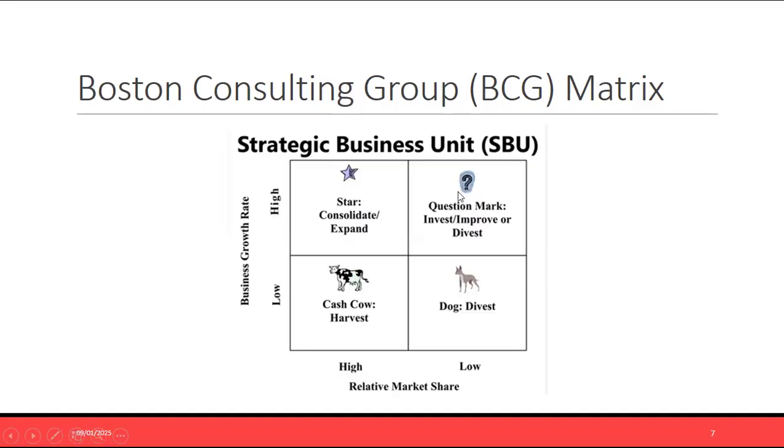Okay. Then for the business unit that has a low market share and a high growth rate, you call it a question mark. So here you can either invest, improve, or you divest. Okay, so basically these are the 4 categories where each business unit can fit in. And depending on where the business unit fits, you decide on what to do as an organization.